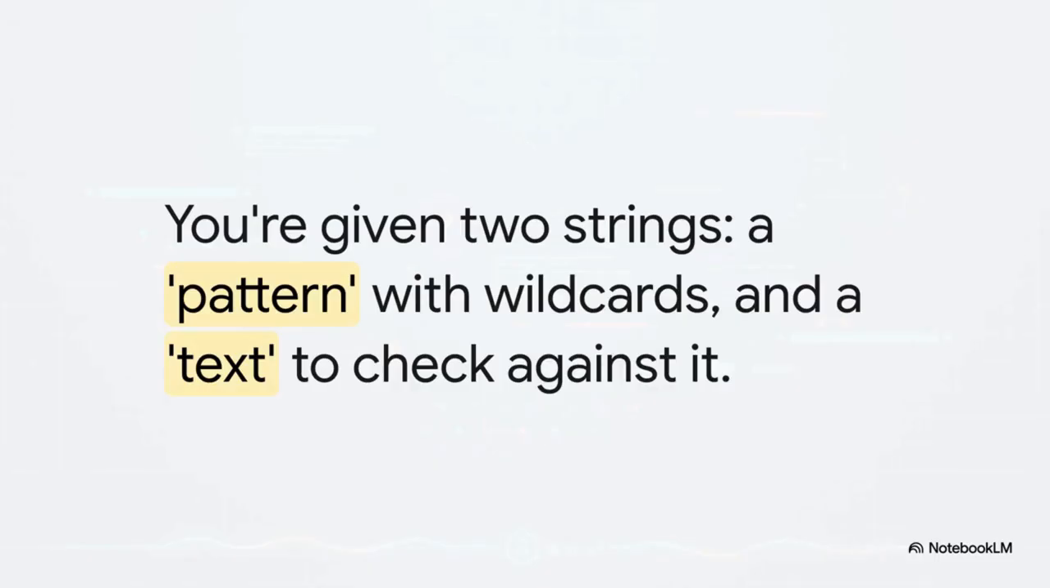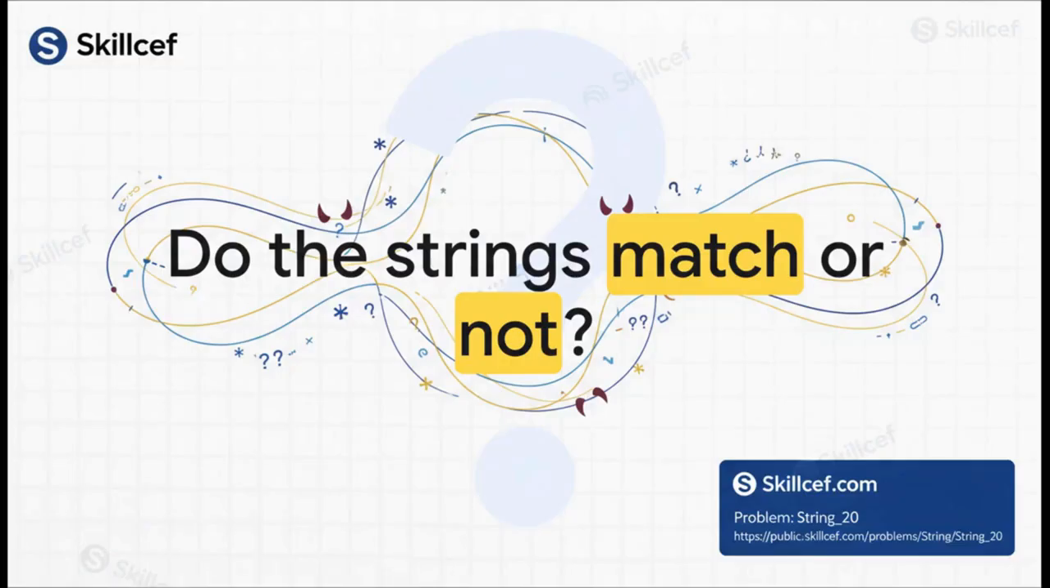Okay, so the basic idea sounds pretty straightforward, right? You get two strings. One is called the pattern. Think of it like a template or a set of rules. The other is the text, and your job is to see if that text fits the pattern. And that's it. The whole goal is just to say, yep, they match, or nope, they don't. A simple true or false. But as you probably guessed, the devil is in the details, specifically in how we handle those wildcards.